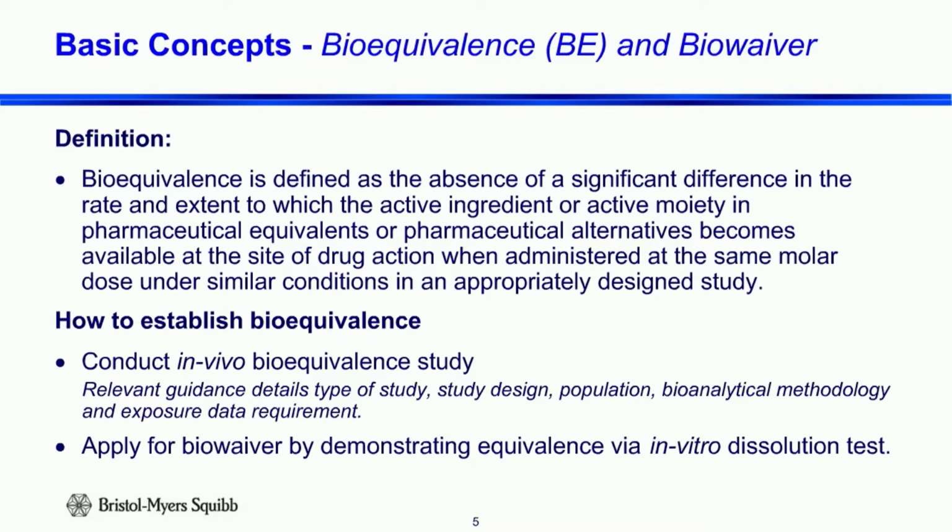As we mentioned, for post-approval change, or in broader terms for a generic company to demonstrate their drug is equivalent to the innovator, it is important to establish equivalence. The demonstration is mostly done by conducting an in-vivo bioequivalence study. It's a human study. But in some situations, which I'll explain in more detail, a waiver can be applied.